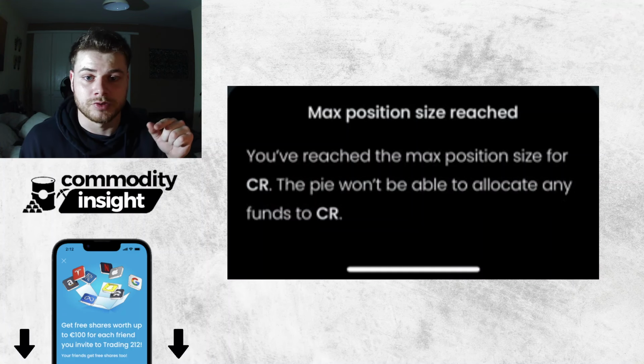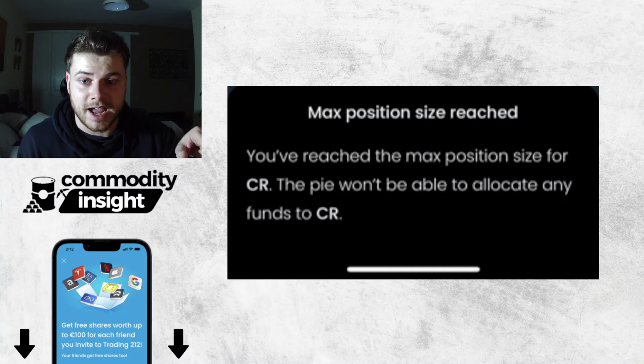So this is basically answering the question, what does it mean when it says max position size reached? So you can see the error on the screen there. For example, in this case, you've reached the max position size for CR. The pie won't be able to allocate any funds to CR.